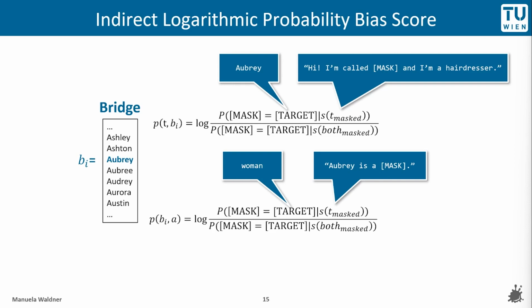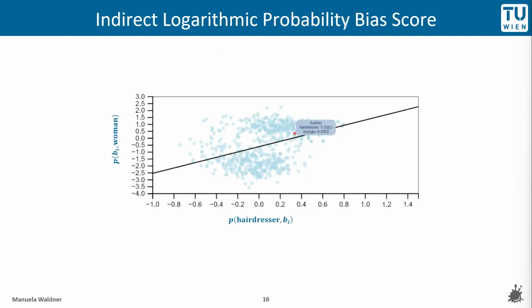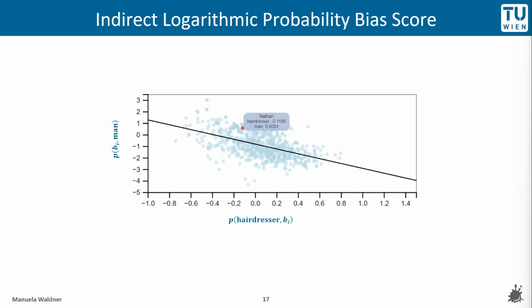Here we want to test the association between hairdresser and woman. Our score gives us two probabilities for each bridge element. To get the final score, we compute the correlation between the two probabilities for each bridge element. Intuitively speaking, if the probability of being a woman is high for names that also have a high probability of being a hairdresser, the score is high. Conversely, if the probability of being a man is low for those names that have a high probability of being a hairdresser, then the score is low.